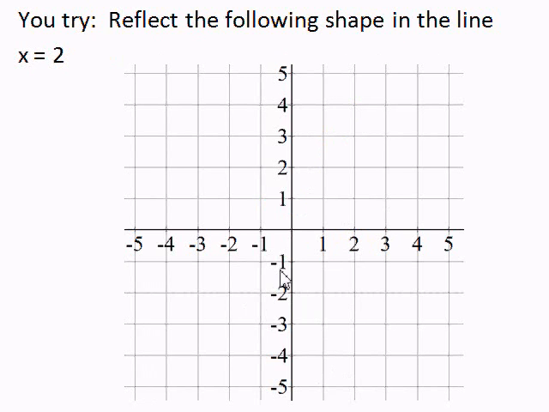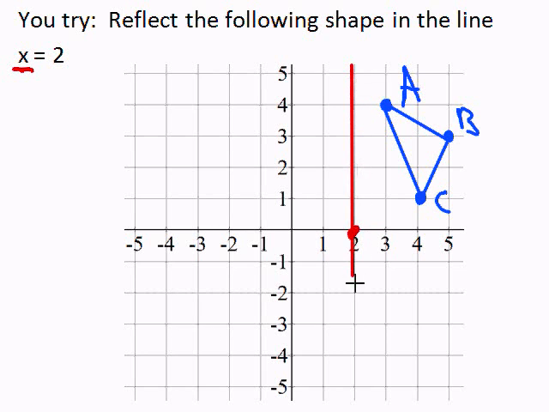Alright, for our last example, we're going to take our triangle, or our shape, and reflect it in the line x equals 2. Now notice I've highlighted or underlined the x. That's because when you graph x equals 2, it has to go through the x-axis at 2, and it is every single point where the x values are 2. In other words, it's just a vertical line going up and down through 2 on the x-axis.